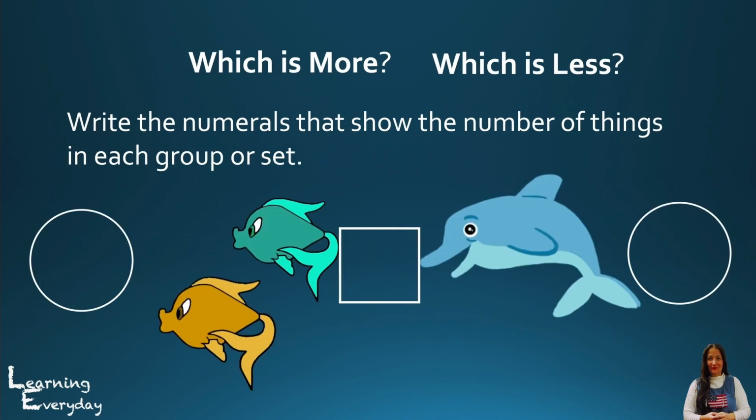Which is more, which is less? Write the numerals that show the number of things in each group or set. How many fish on the left? 2. How many fish on the right? 1. 2 is greater than 1.